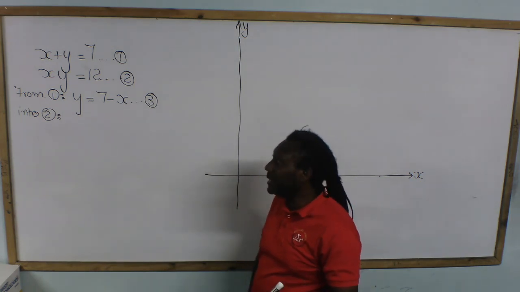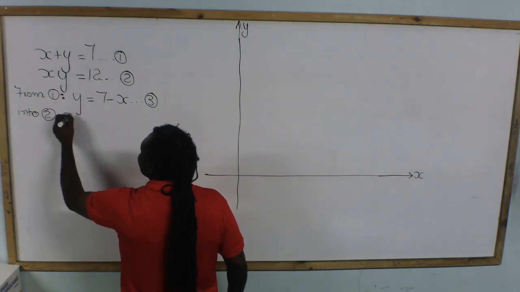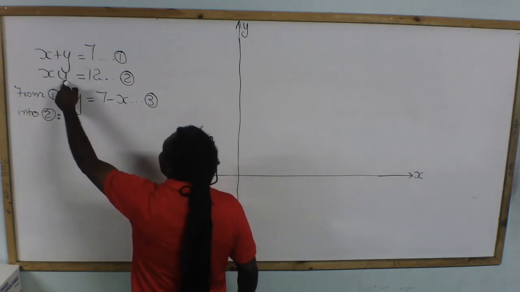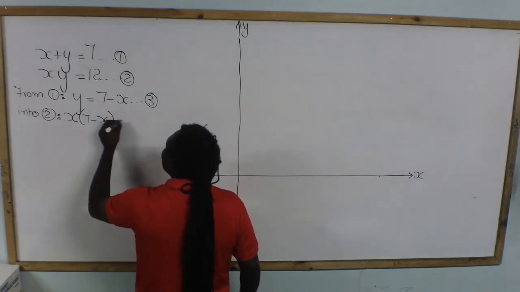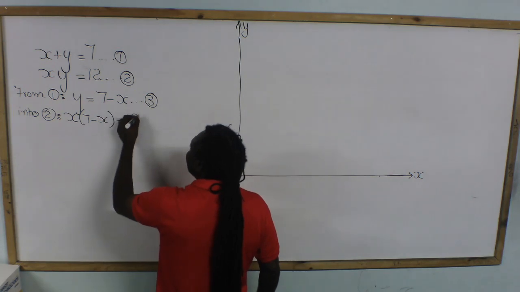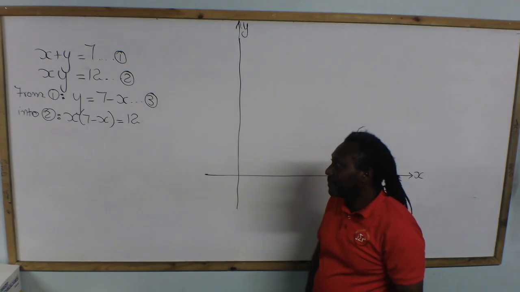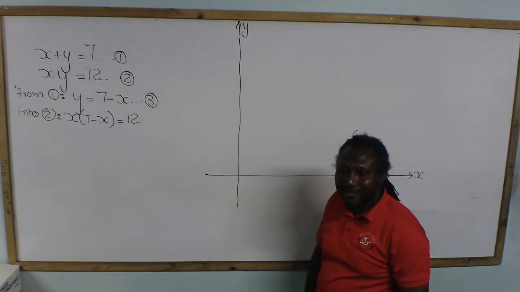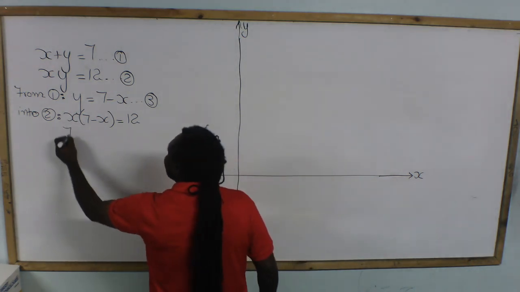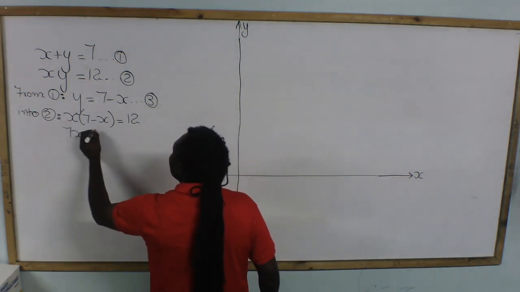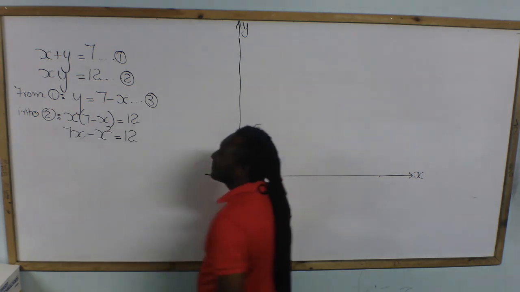When we put that into equation 2, what will be the result? First of all, we have x. What is y? 7 minus x. And that is equal to 12. We may go straight ahead and solve that equation. So we say 7x minus x squared is equal to 12.